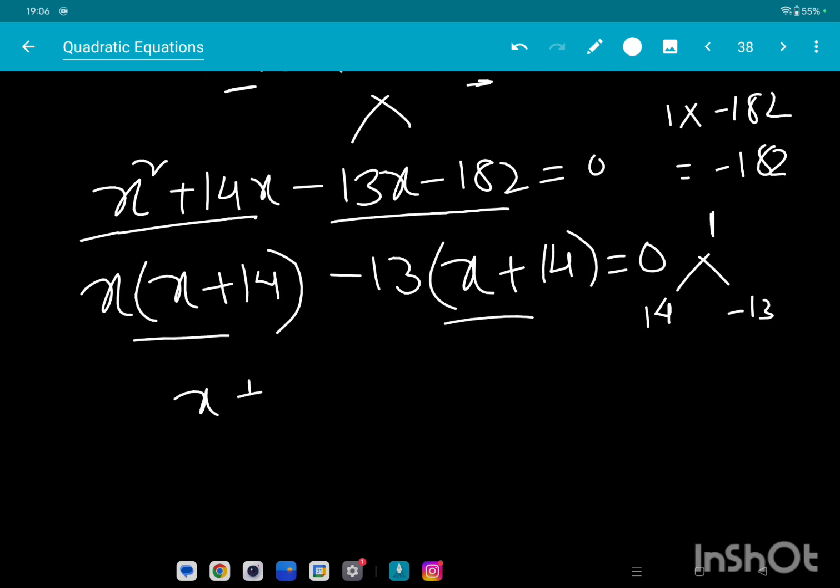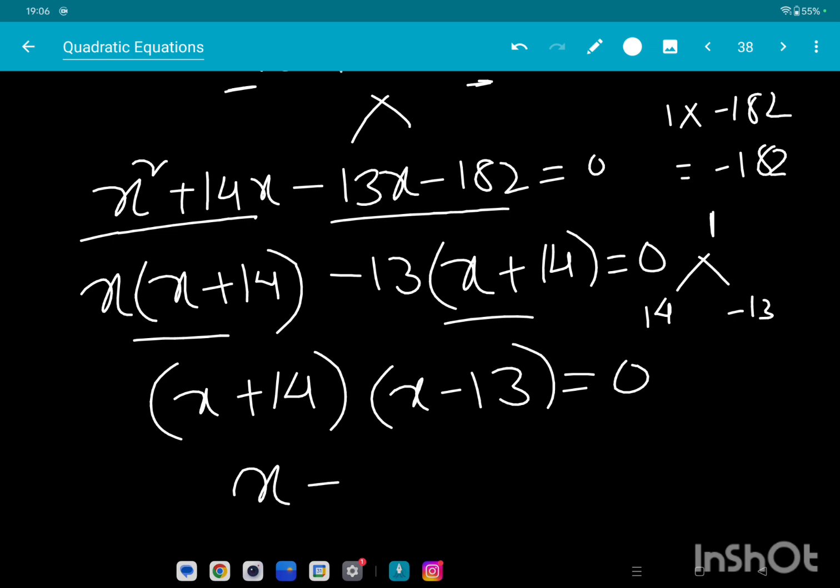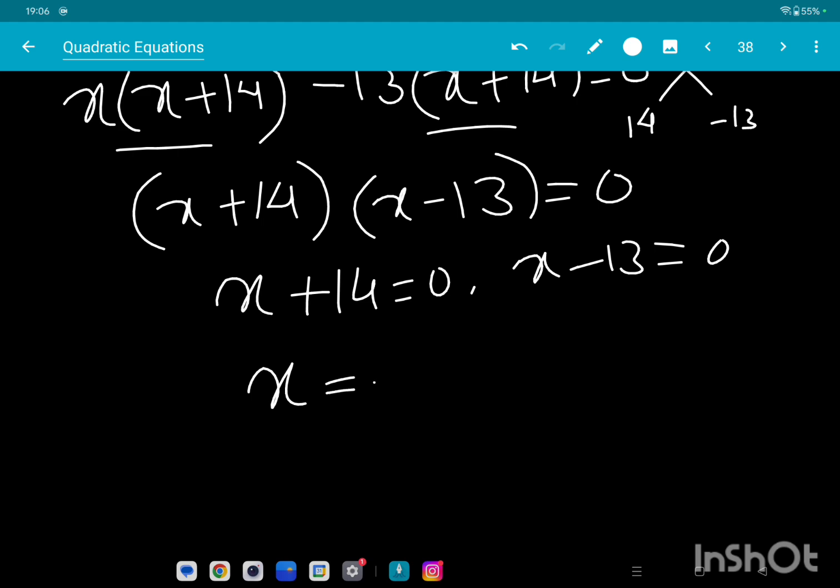Now I will take x plus 14 as common from both the terms, then the remaining term will be x minus 13 is equal to 0. And x plus 14 is equal to 0, this is one value. x minus 13 is equal to 0, this is another value. Here x is equal to minus 14 and here x is equal to 13.